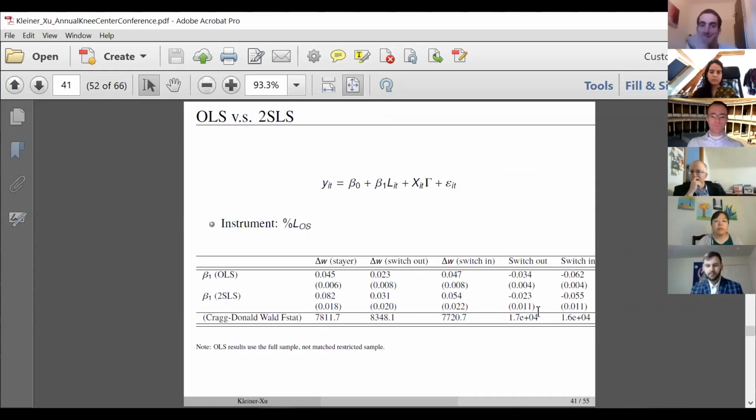One other result that we tried to look at is that our results are generally OLS.